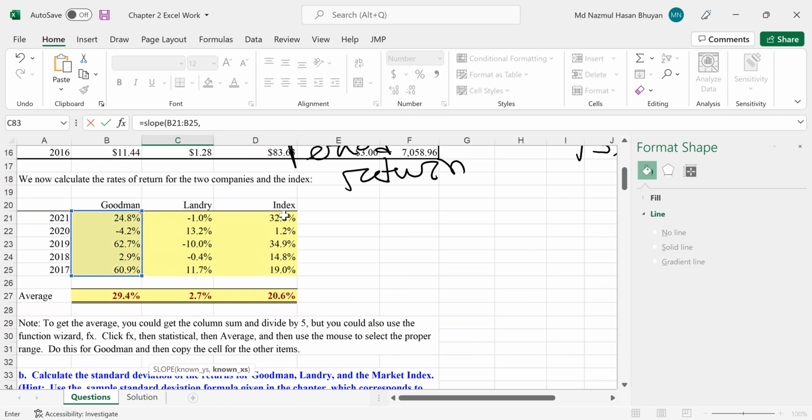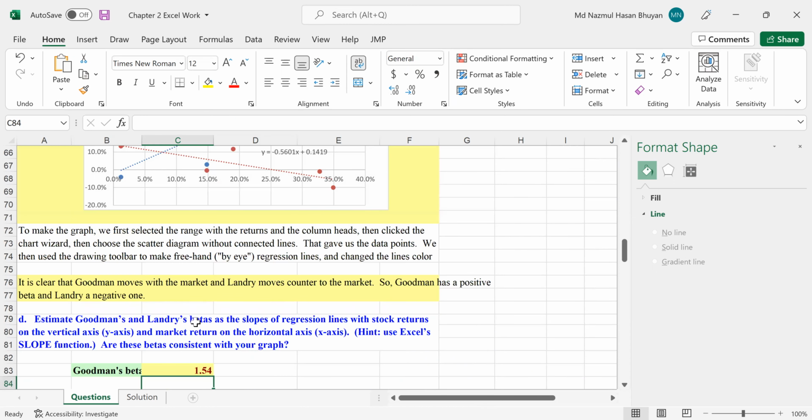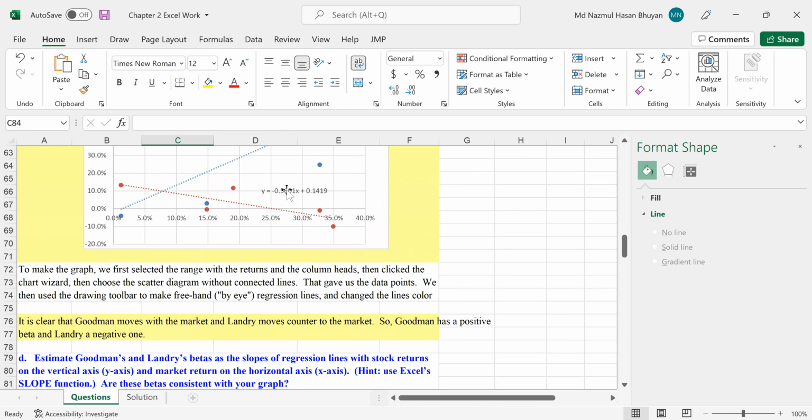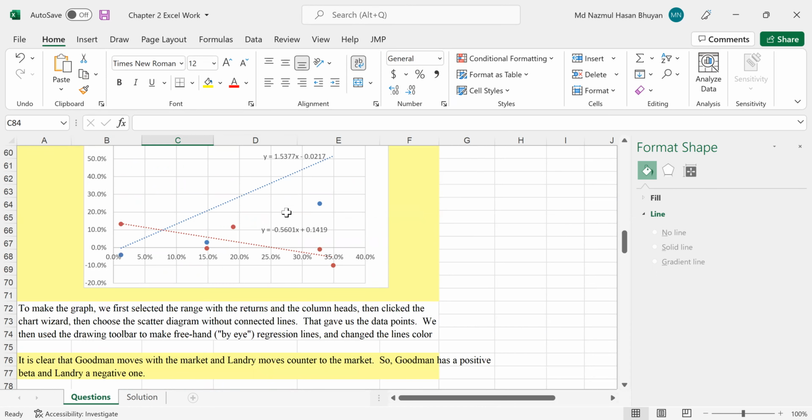And X is what? Market. Now beta of Goodman is how much? 1.54, as you can see here. From the regression equation, you also get the same value.